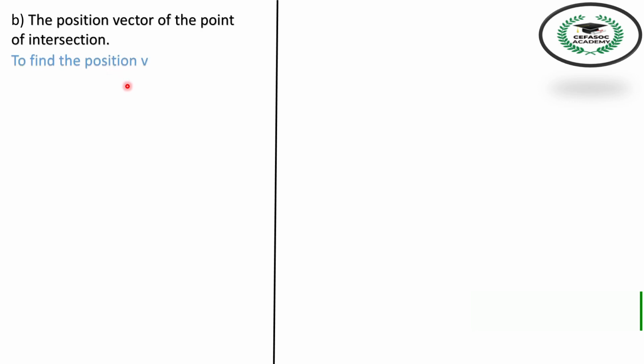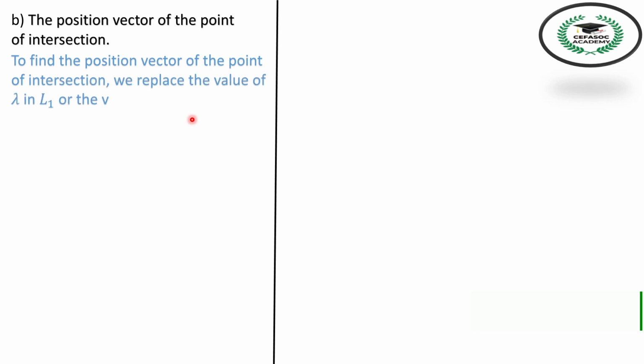Now the (b) part of the question: we are finding the position vector of the point of intersection. To find it, we either replace the value of lambda in L1 or the value of mu in L2. Both will give the same answer. So I will prefer to replace the value of lambda in L1.